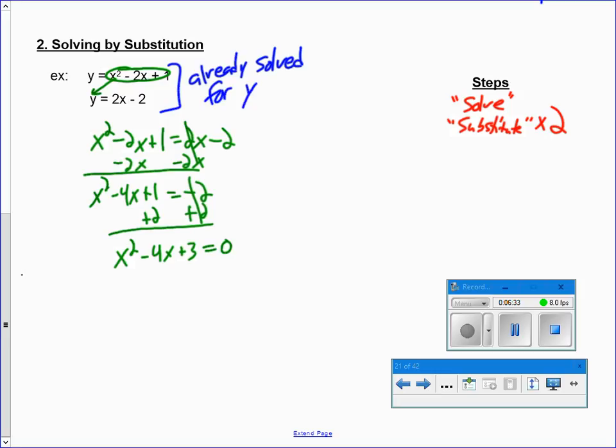So now we do our factoring here. We find two numbers that are going to multiply to positive 3 and add up to negative 4. So that'd be negative 3 and negative 1. Right, from here, we have to set each factor equal to 0 and then solve. So we get positive 1, positive 3.